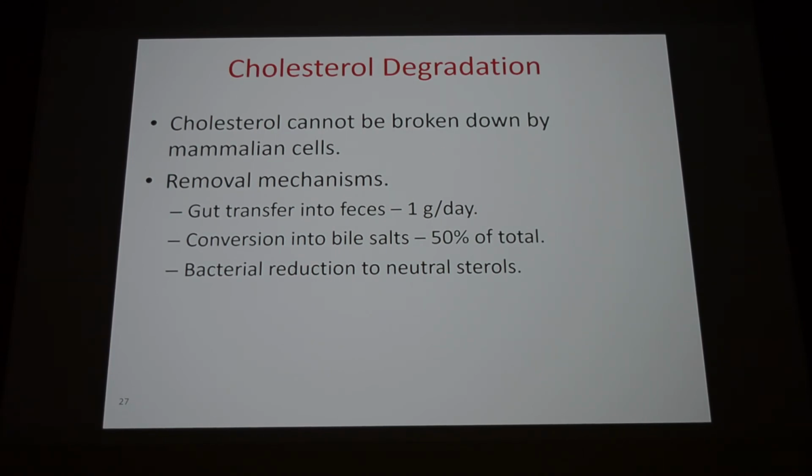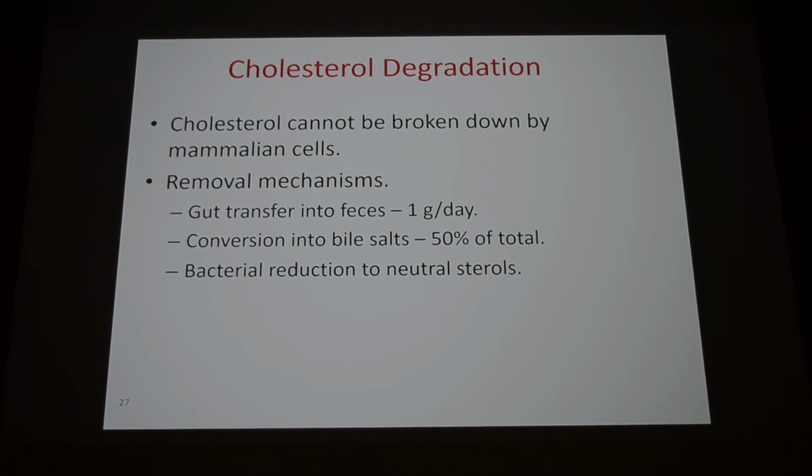So how is cholesterol degraded? We know very well that cholesterol cannot be broken down by mammalian cells, so it is removed. We have removal mechanisms of cholesterol. One is in the gut, where cholesterol is excreted in the feces, or it is converted to bile salts. 50% of the total cholesterol is converted into bile salts, or in the gut we also have bacterial reduction that transforms cholesterol into neutral steroids.